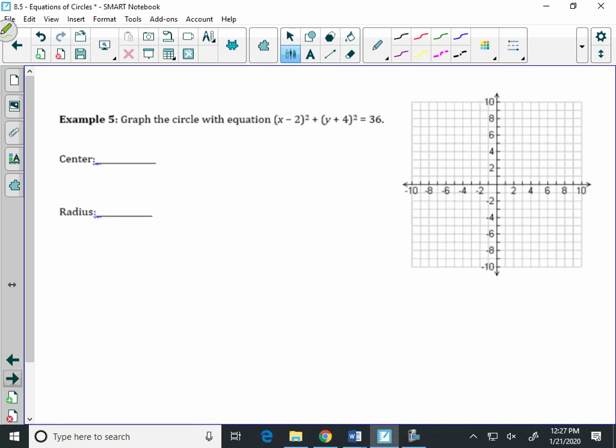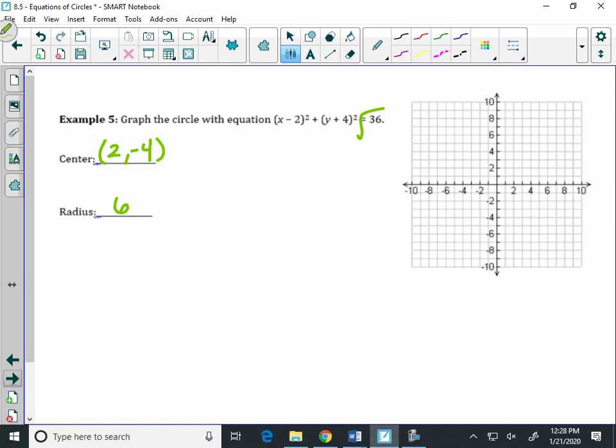So just like we did in those previous two examples, what is our center looking at the equation? 2, negative 4. Good. Signs change. If it's negative, it turns positive. If it's positive, it turns negative. What do we have to do with 36 to get the radius? And when we do that, what's the square root of 36? Now that we know the center, now that we know the radius, we can graph.